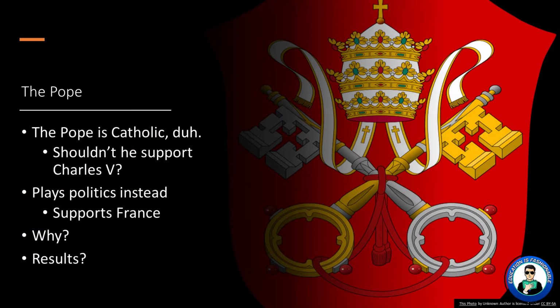So we also have the Pope. Obviously the Pope is Catholic, right? You would think that he would support Charles in his attempt to get rid of Lutheranism, because, as we'll learn in later lessons, the Catholic Church had their own problems in trying to get rid of Lutheranism. But much like in past lessons, the Pope tries to play with politics and is more interested in that than the religious and spiritual aspect of things, and they end up siding with the French in the Habsburg-Valois Wars.